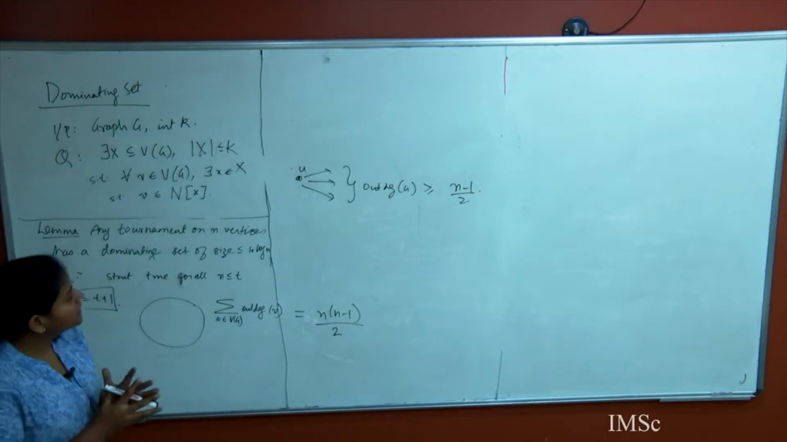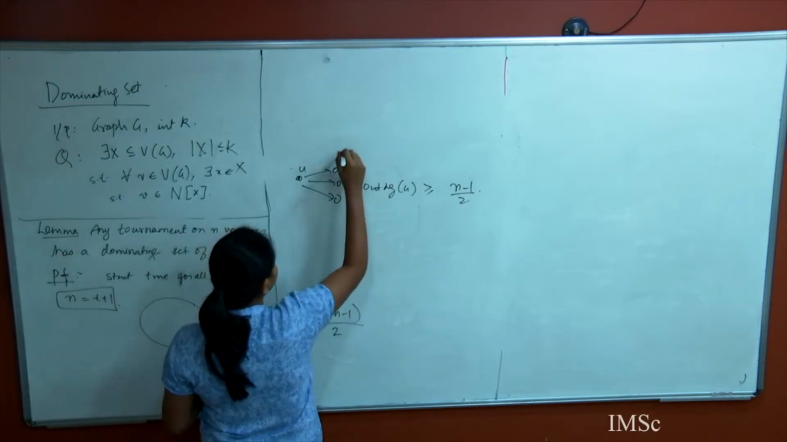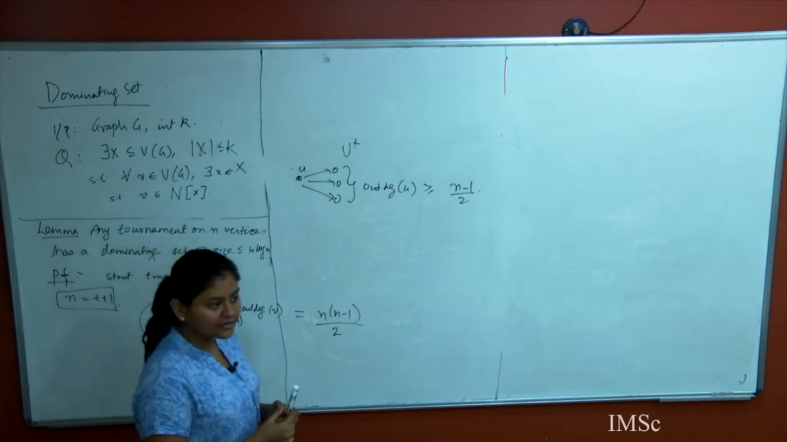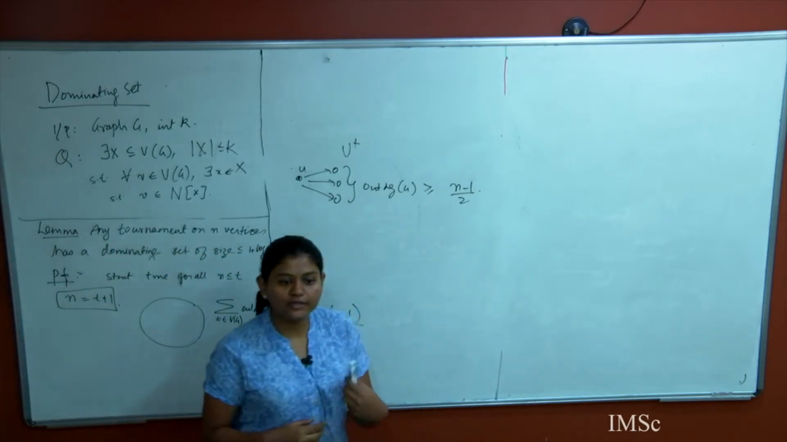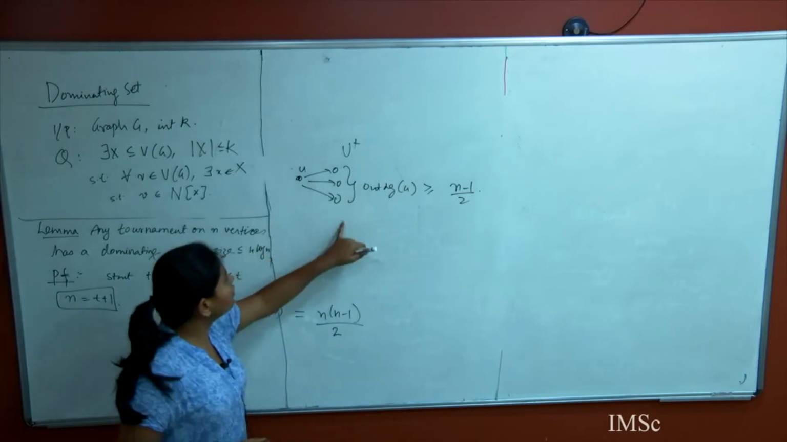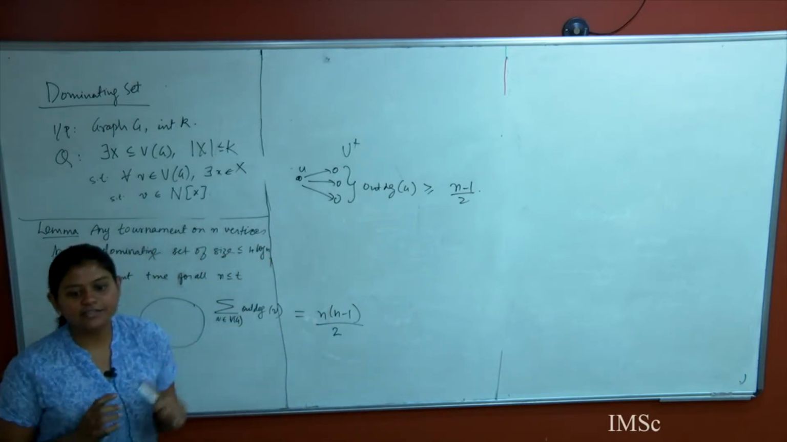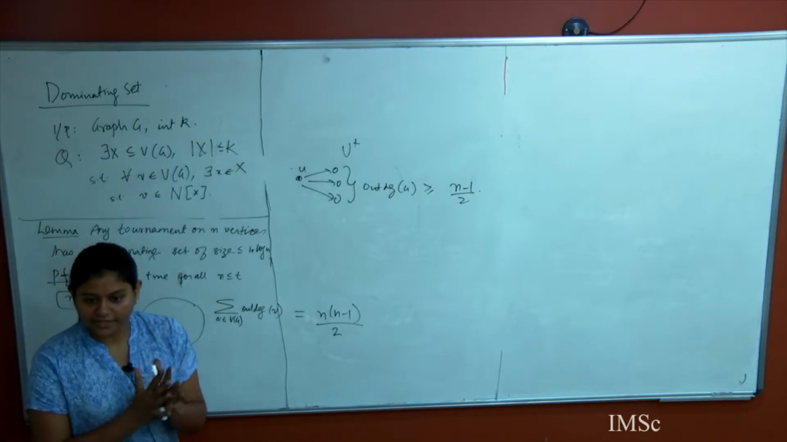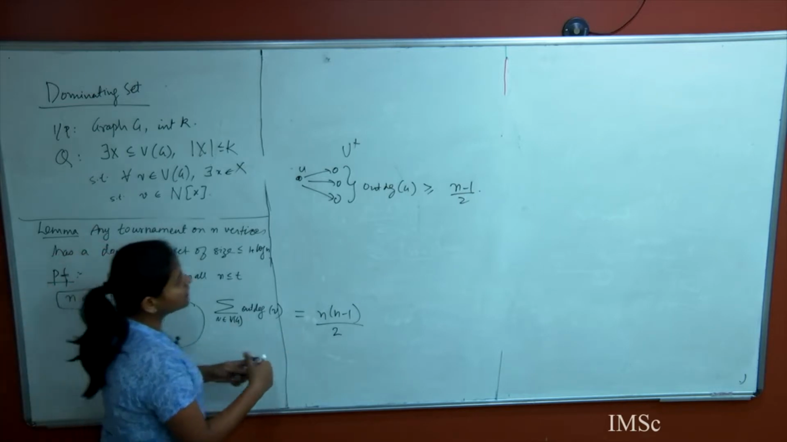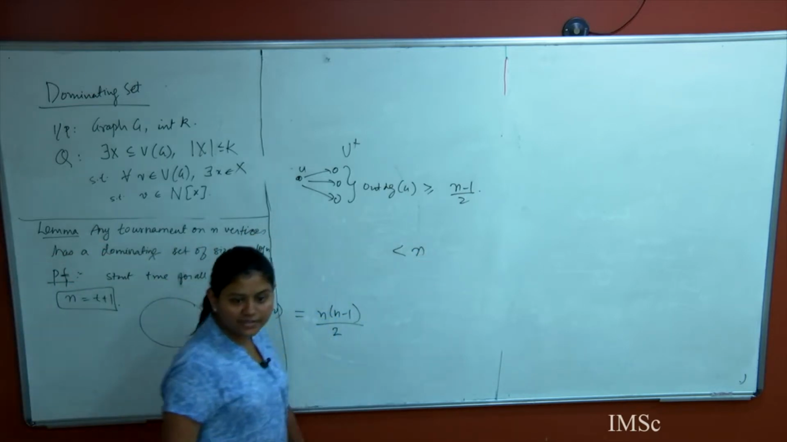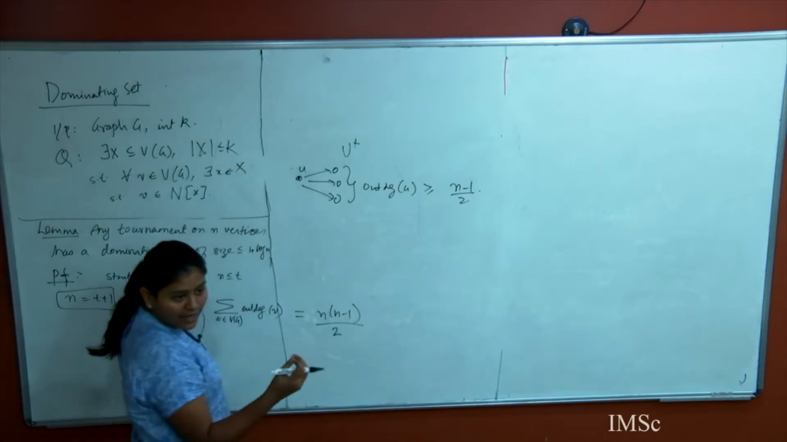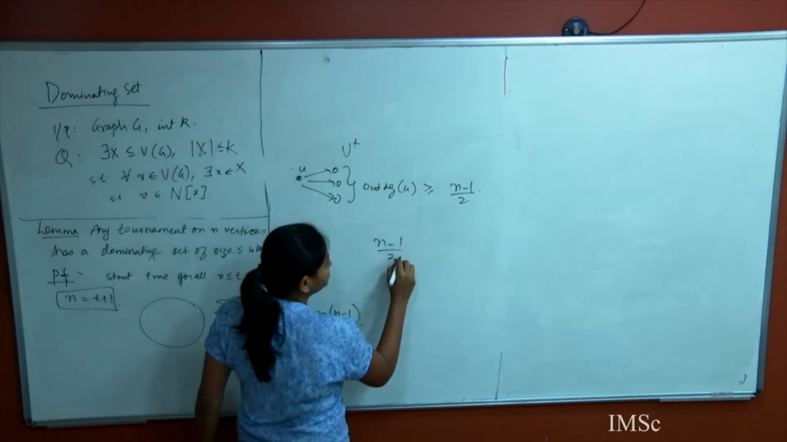Now we will denote this set of out-neighbors of u by u plus. Notice that if I put u in the dominating set, this will end up dominating all these vertices. How many vertices are remaining in the graph? You remove at least one vertex, so you will have strictly less than n vertices.